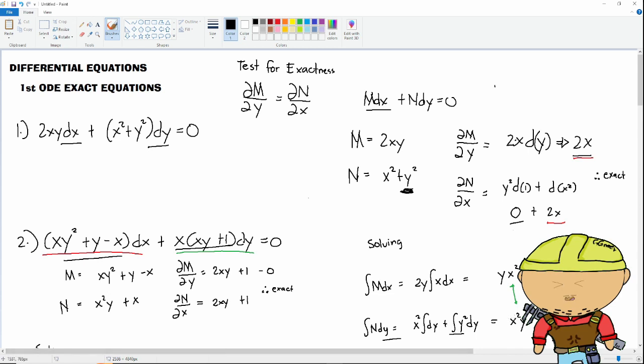We're gonna do another exact equation for part 2. There are more ways to solve exact equations. This is just one way.